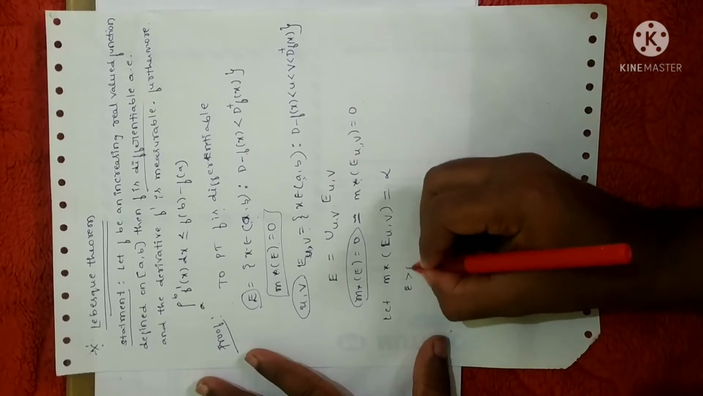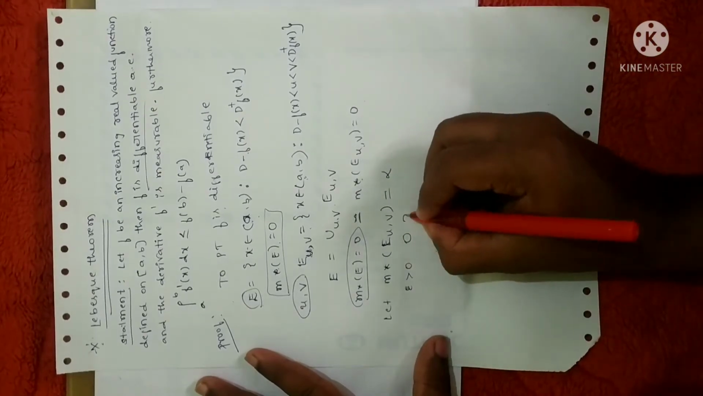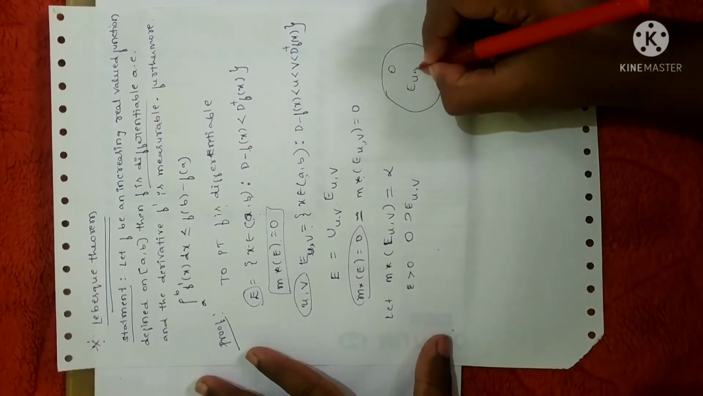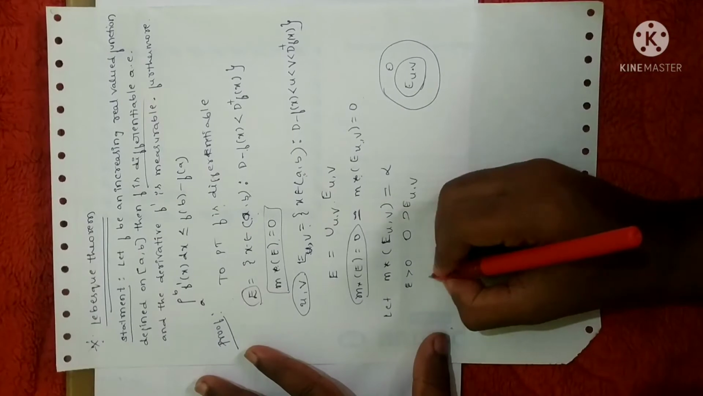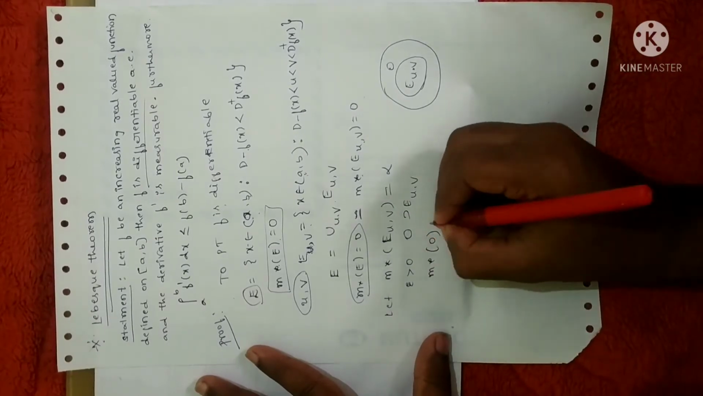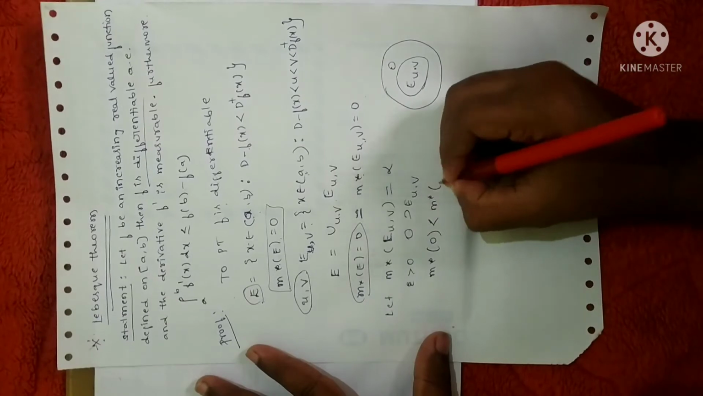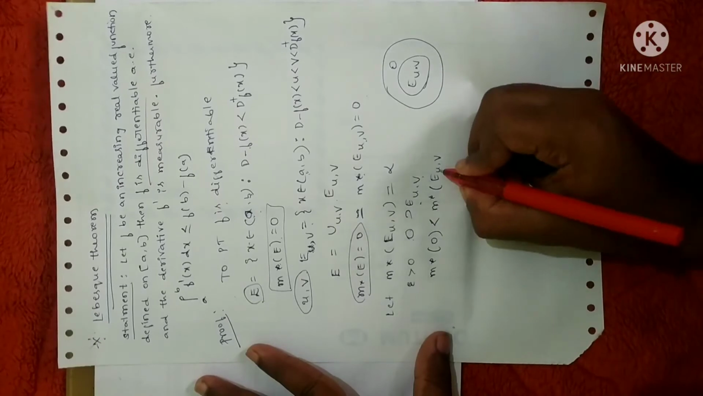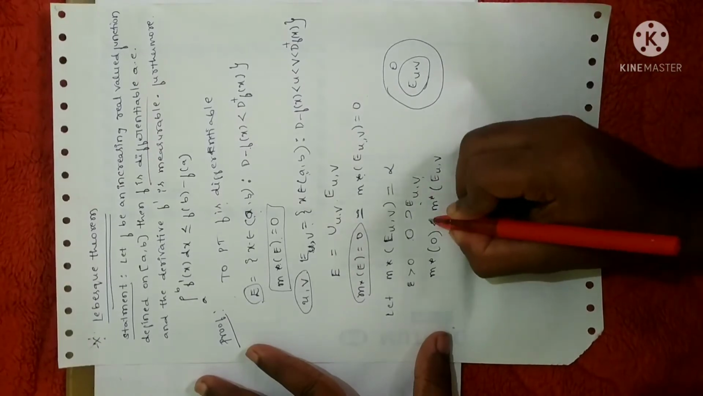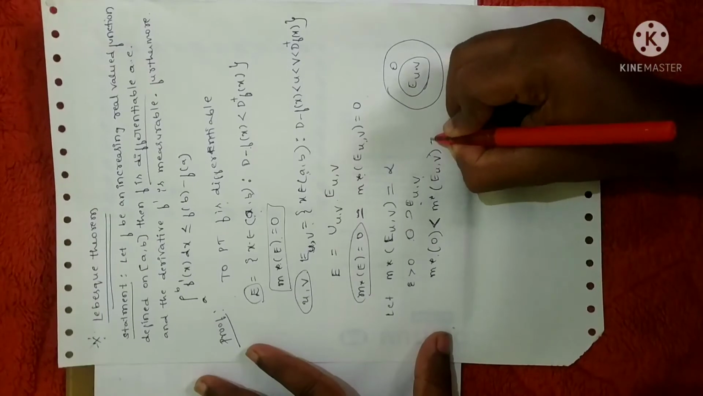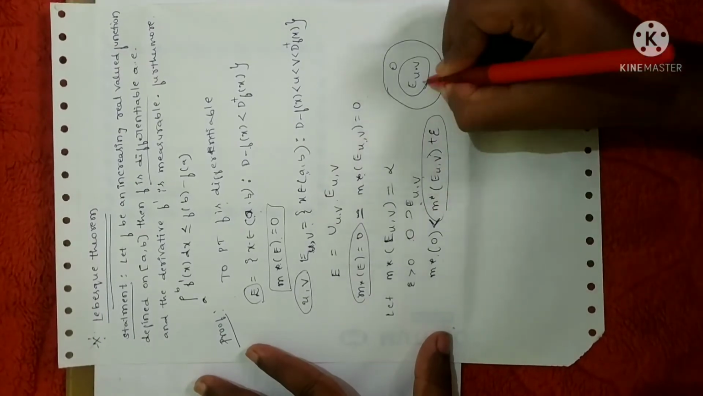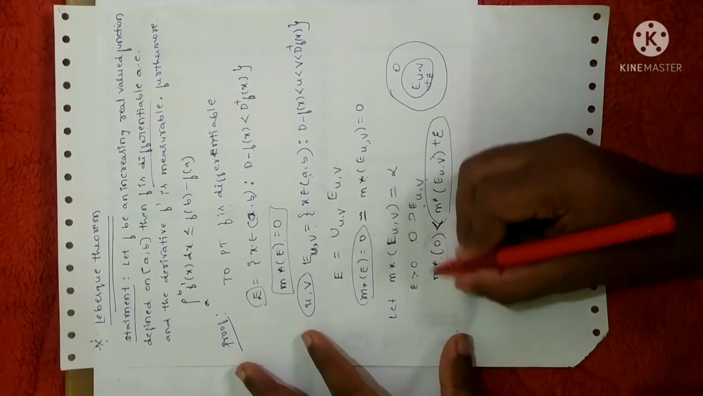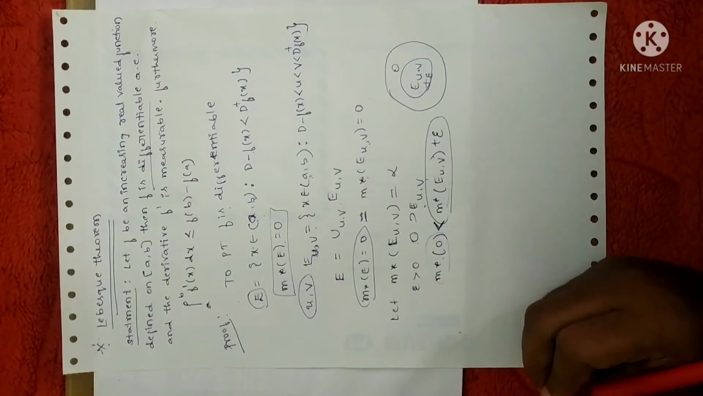Then for any epsilon greater than 0, there exists an open set O which contains E(u, v). Suppose I have an open set O, E will be inside this O. Then clearly the measure of O will be less than the measure of E(u, v) plus epsilon, since E(u, v) is contained in O. If you add some extra quantity epsilon to this measure, you will always get the measure of O less than this value.